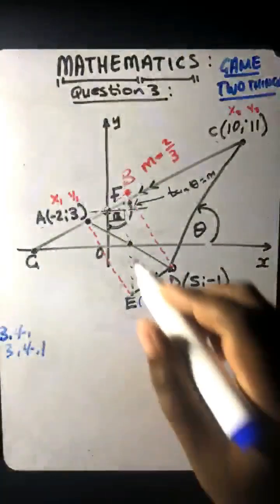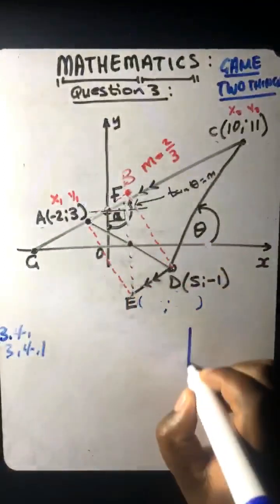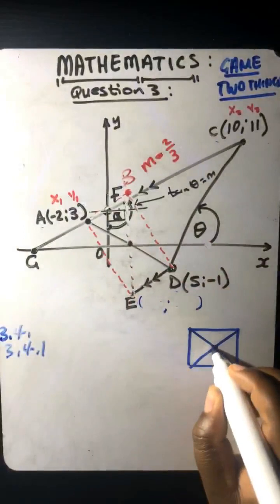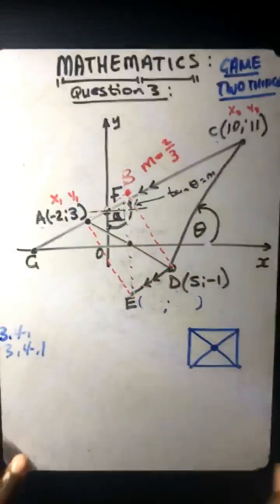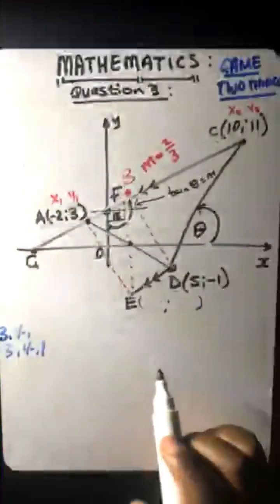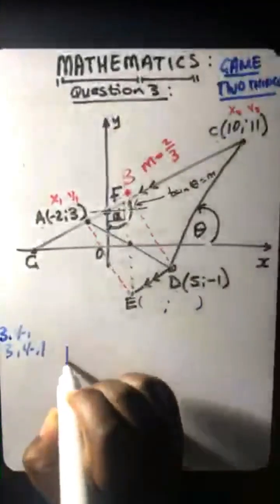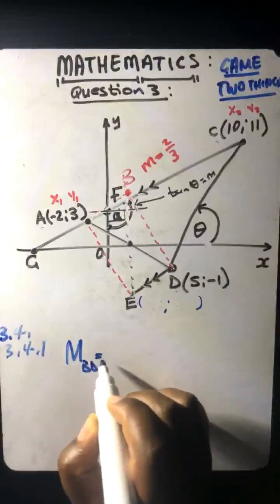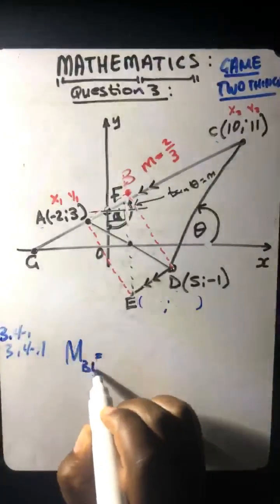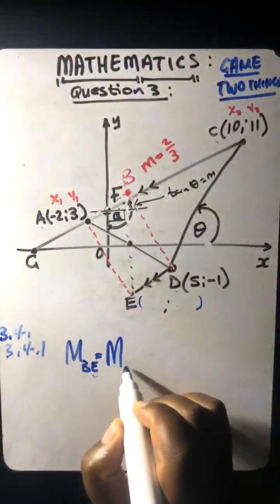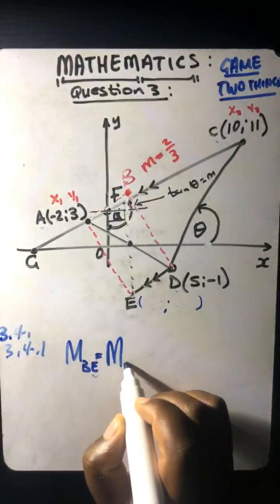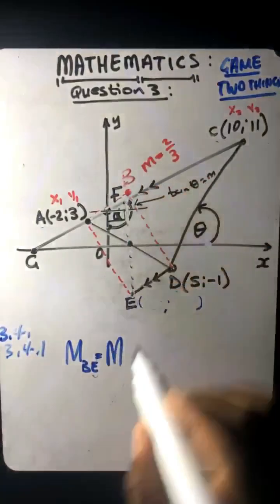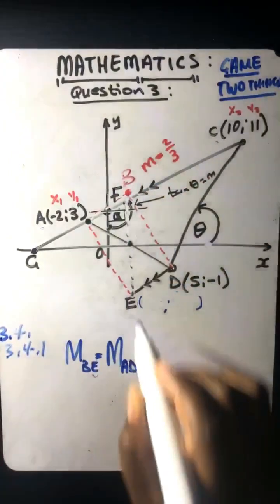It's not only on a rectangle, even on a square. If you have those diagonal lines, they share the midpoint. That's what you always need to remember. So that means very quickly, you're just going to say the midpoint of BE is the same as the midpoint of AD.